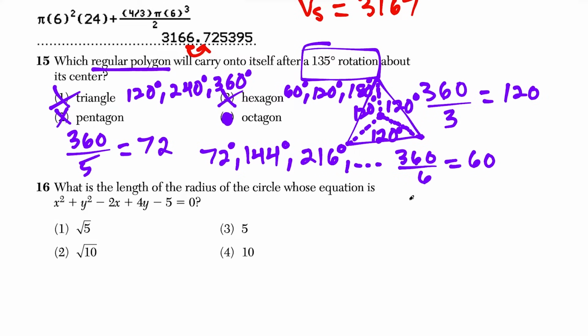Well, if I take 360 and I divide it by 8, this division is going to work out here to, we're going to have 45. Okay, so 360 divided by 8 is 45. And if I count by 45s, I have 45 degrees. Then I have 90 degrees. And then I have 135 degrees. Okay, so if I spin an octagon 135 degrees, it's going to carry onto itself. So choice 4 is definitely our answer.